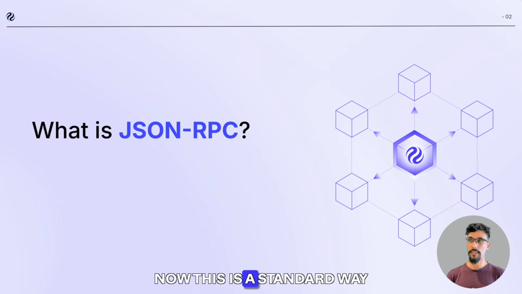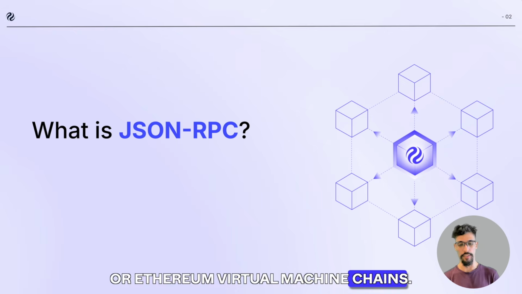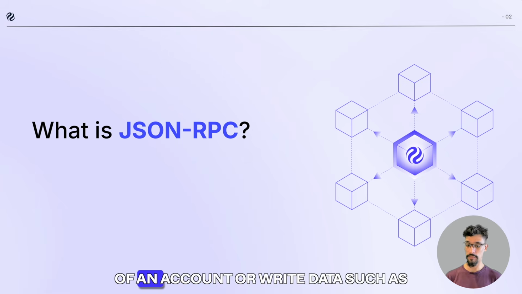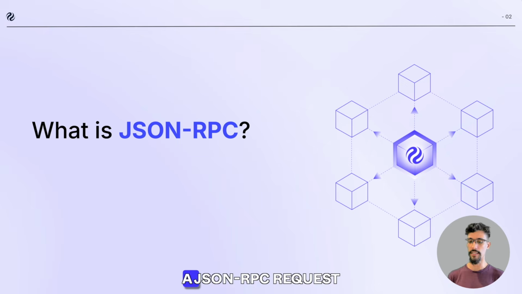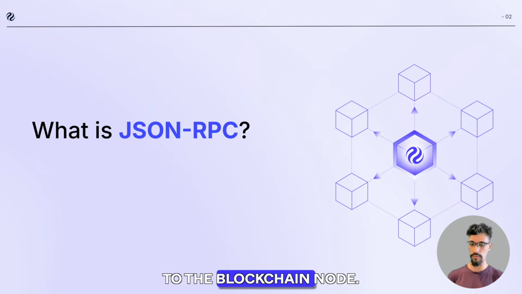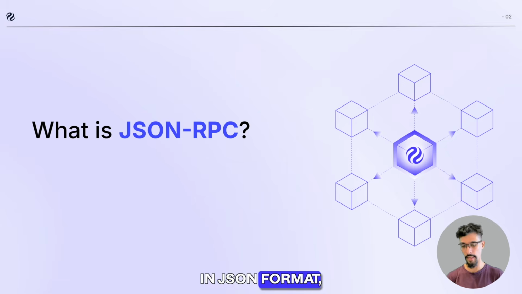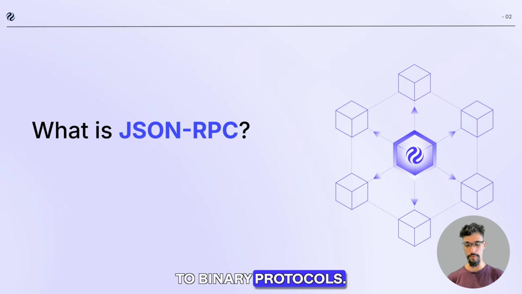Now, this is a standard way to interact with EVM or Ethereum Virtual Machine chains. When you want to read data, like the balance of an account, or write data, such as to send a transaction, you need to send a JSON RPC request to the blockchain node. And the request and the response are both in JSON format, which makes it easier to read and write and therefore also easier to debug compared to binary protocols.